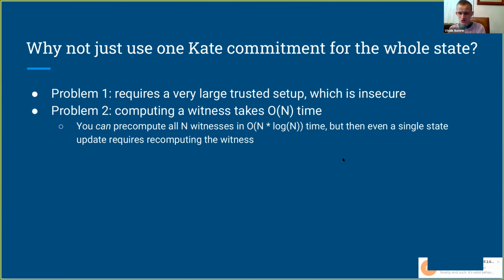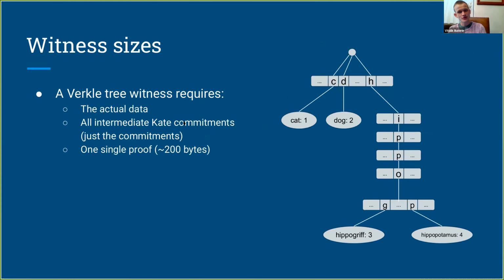But if you use the pre-computation trick, then even a single state update, so if there's a block and that block changes a value, requires you to recompute everything, right? So basically either reading is O of n or writing is O of n, and you're kind of stuck if you just use one pure Kate commitment. So Verkle trees are a nice compromise, because if you just have a tree of commitments, then instead of this O of n, where n is the state size, it's just O of 256. And it turns out that with a bunch of optimization tricks, computing a witness is actually quite fast for a tree of commitments. So witness sizes, right?